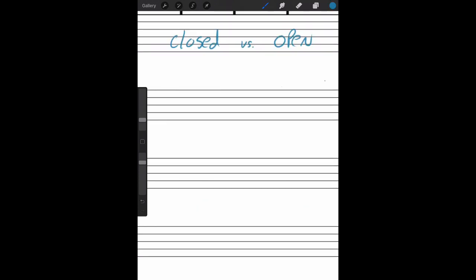Next up, let's talk about closed versus open position chords. So chord members excluding the bass spread out over more than one octave are in open position. Chord members within the same octave are said to be in closed position. Again, chords are considered to be in root position as long as the root is in the bass. All of these chords, whether closed or open, are in root position, the ones that we're going to discuss here.